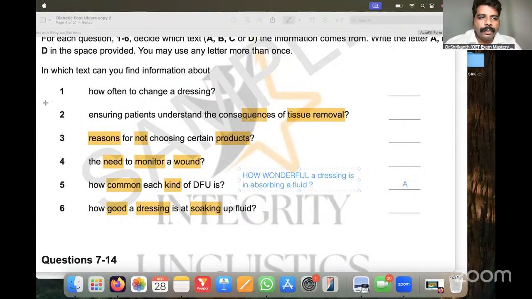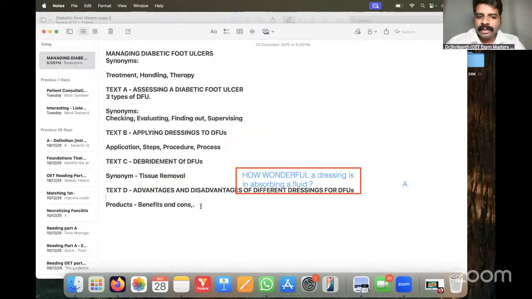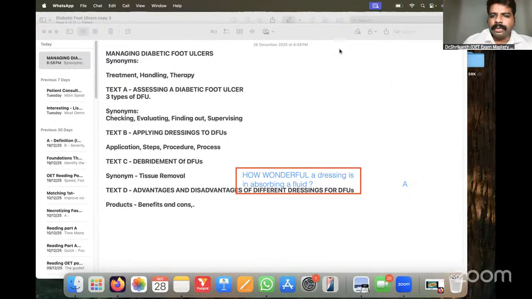Now, what do you think the answer will be? How wonderful a dressing is in absorbing fluid. How good a dressing is in soaking up fluid. Now, what is your intuition telling? So my intuition is telling over here, how good basically means the benefits. They're talking about the different benefits over here. So let's do that.